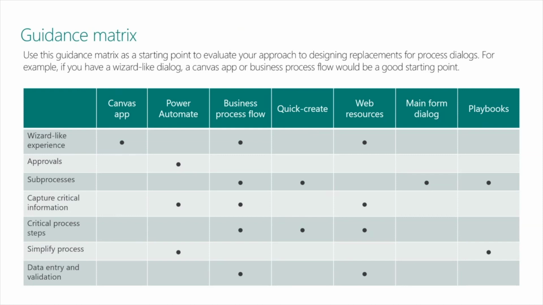So this is a guiding matrix that you can use as a starting point to evaluate your approach to designing a replacement for a process dialog. So for example, if you want to have a wizard-like dialog, a Canvas app or a business process flow would probably be a good starting point. Again, this is not a definitive replacement guide, but really a good starting point for you to start thinking about that.